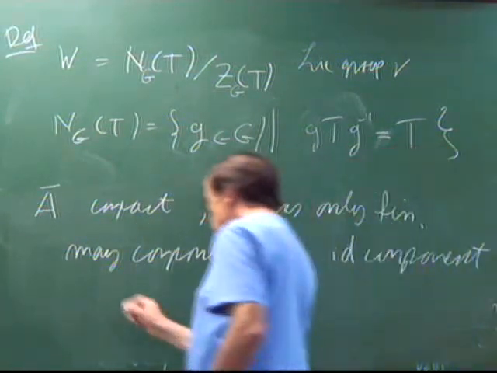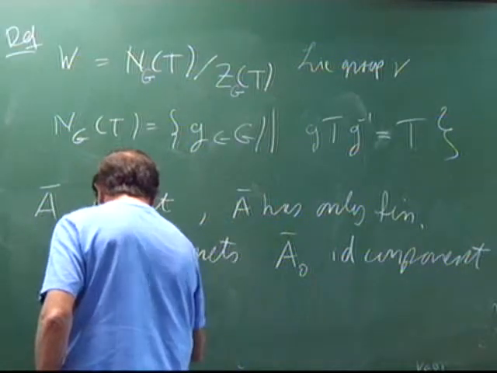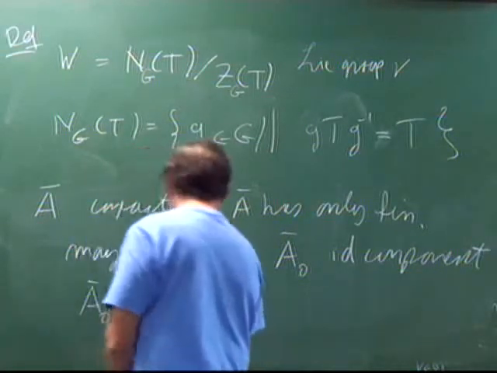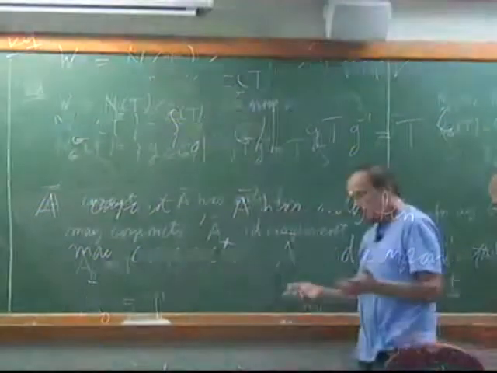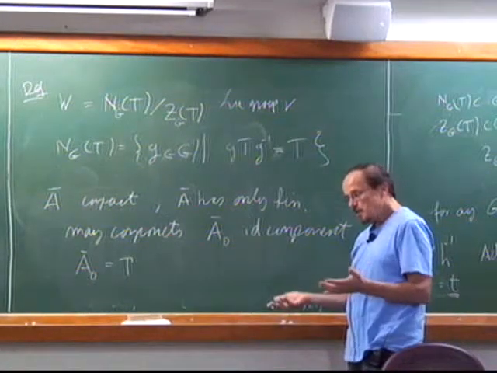What can I say about the identity component? I claim the identity component should be the maximal torus. Observe the closure is abelian, right? It certainly contains a maximal torus, and the maximal torus is maximal, so it must be equal to the maximal torus. Okay, so we have an abelian group in G with finitely many components, whose identity component is the maximal torus.